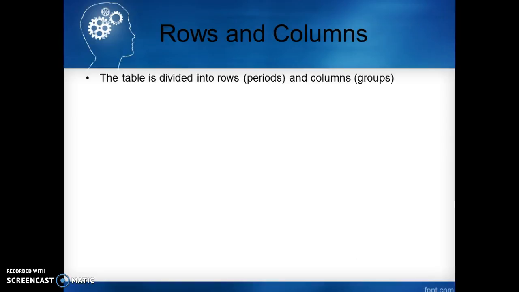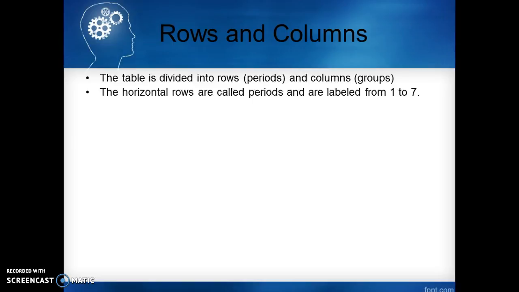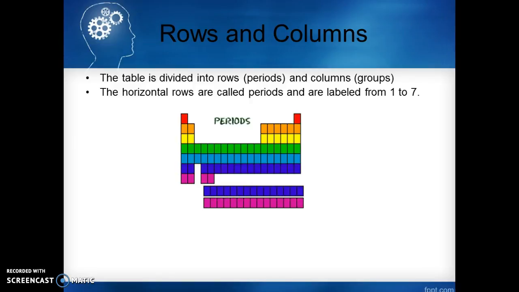Rows and columns. The table is divided into rows, which we call periods, and columns, which we call groups or families. The horizontal rows are called periods and are labeled from 1 to 7. So here's a picture of a periodic table, and the rows go across from left to right.